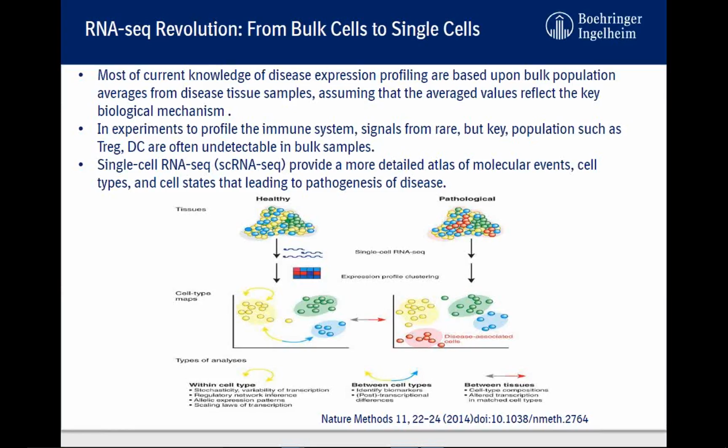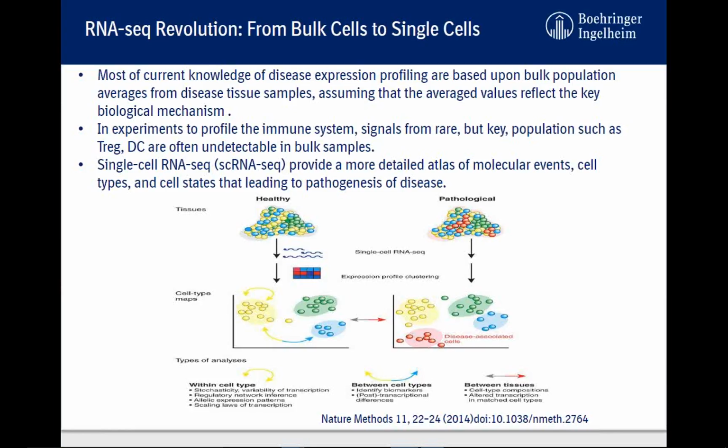Currently, most of the knowledge of the disease expression profile is based on bulk samples, microarray-based or RNA-seq based. So we sample a tissue, which is a mixed sample. We make the assumption that we look at these average values, and we profile the average value. We hope they are really meaningful, and that these average values provide us insight into the key pathogenic pathway and disease mechanism, and we can make a drug out of it.